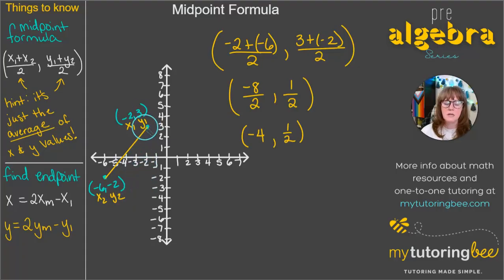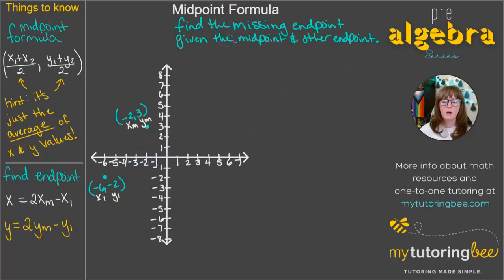And then again, for the y's, what's the halfway point between 3 and negative 2? Because the distance between 3 and negative 2 is 5, it's an odd number, makes sense that we got a fraction. So halfway between 3 and negative 2, we're going to arrive here at 1/2. So our midpoint is right here at negative 4, 1/2.